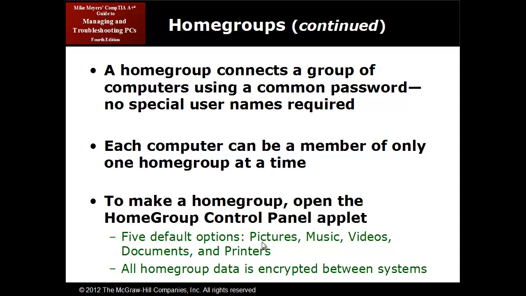The 5 defaults are pictures, music, videos, documents, and printers, but those things can be taken off and additionals can be added. All data is encrypted between the systems, so if somebody is sniffing on the network, they're not going to be able to see the traffic that actually goes across there.